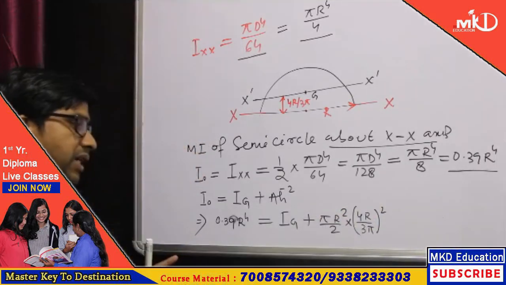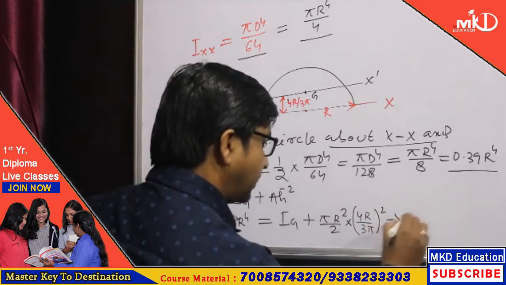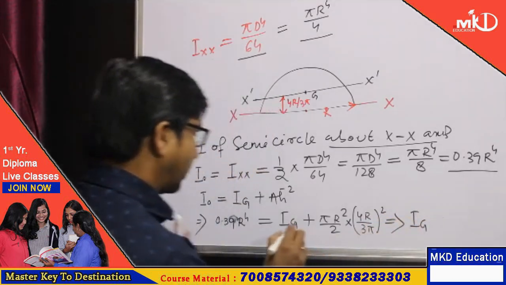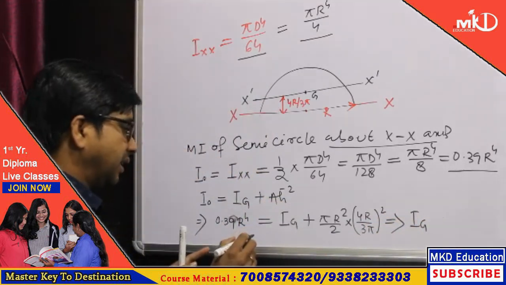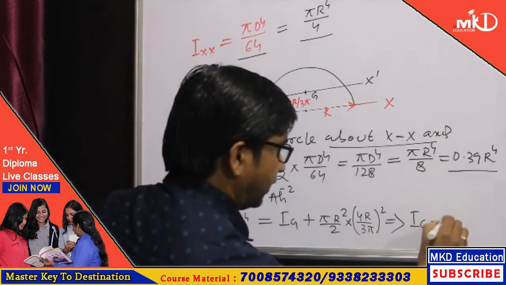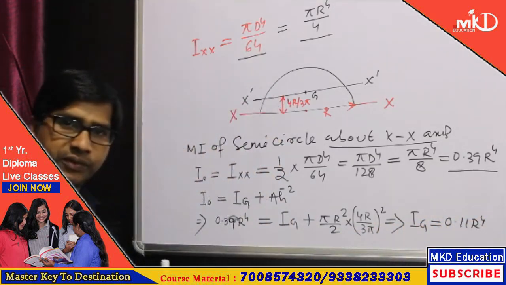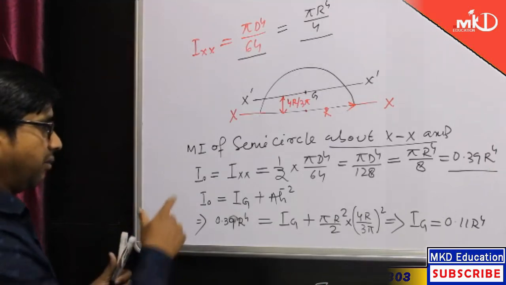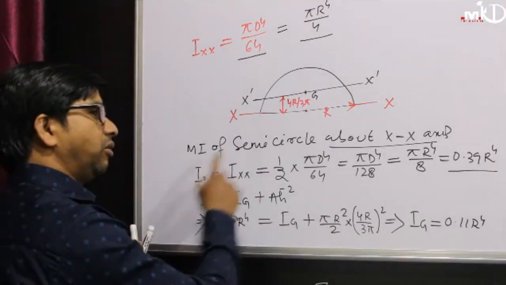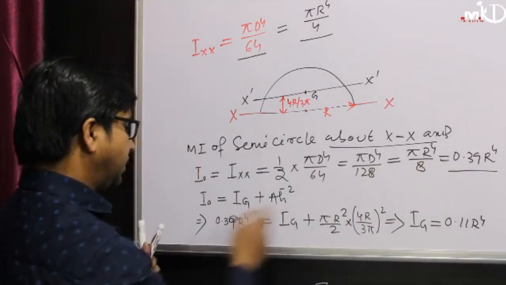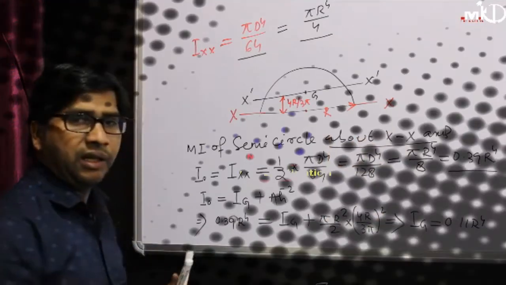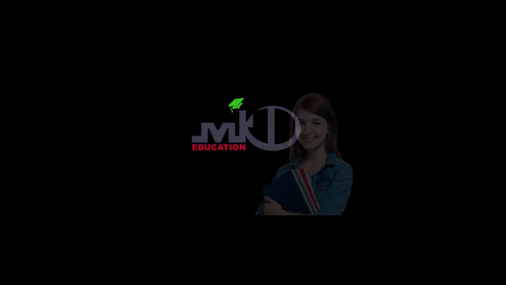So after simplification we will find I G, that is the MI about the centroidal axis. After simplification this is 0.11 r fourth; just simply remember this value, right? So this is the MI expression of the semicircle about its base, and this is the MI about the centroidal axis.